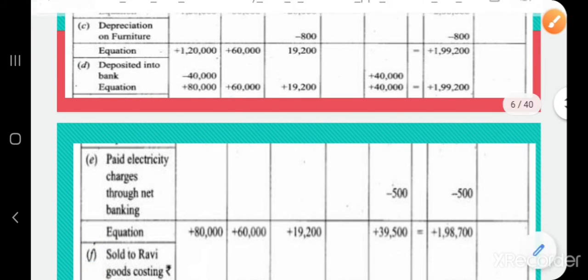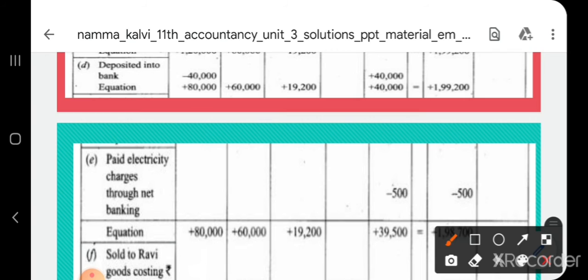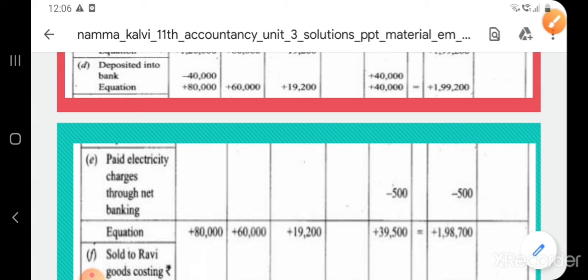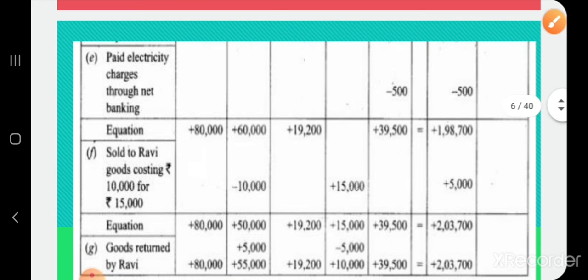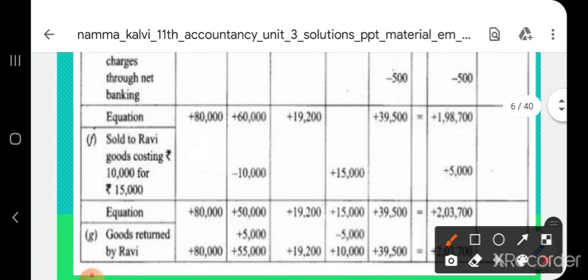Next entry, deposited into bank. When you deposit money, cash is going out. So minus 40,000 in cash and in bank the balance gets increased. So plus 40,000 in bank. Okay. Next, paid electricity charges through net banking. That means the payment for the electricity bill goes through net banking, means the bank is paying it. So the bank balance gets reduced by 500, and electricity charges is an expense. So you have to reduce that amount from your capital.